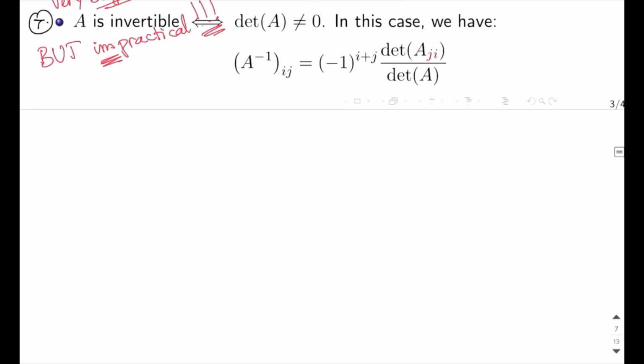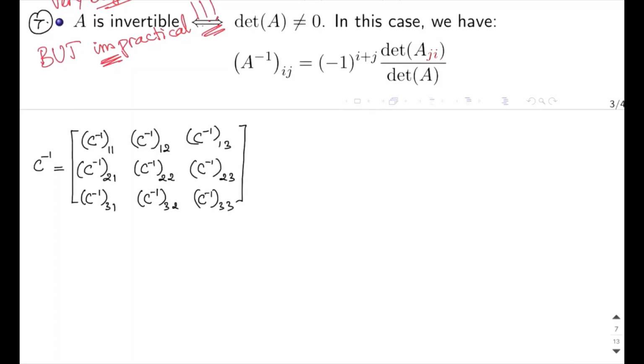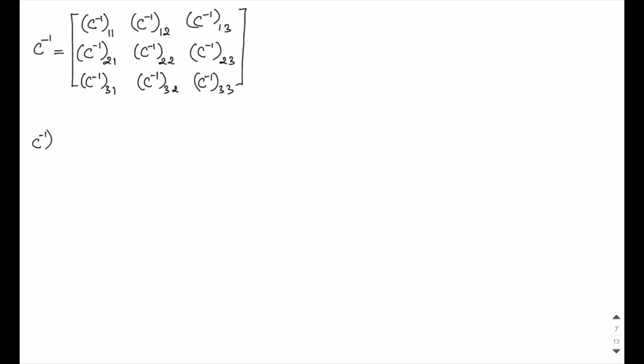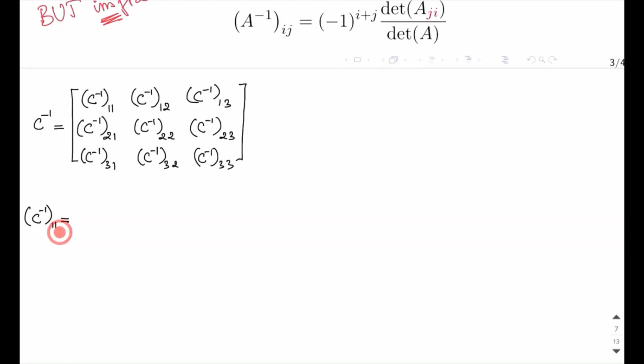Right, so now we want to compute C inverse. Remember, C inverse is a 3 by 3 matrix because C is a 3 by 3 matrix. So we have 9 entries to find. C inverse on row 1, column 1. So I is 1, J is 1. So the formula says that you will have the sign determined by -1 to the exponent I plus J. So -1, 1 plus 1.